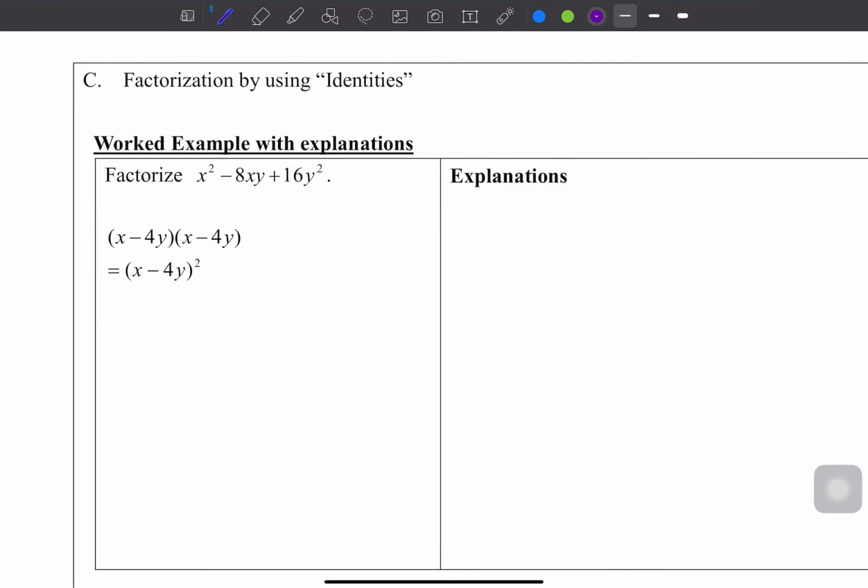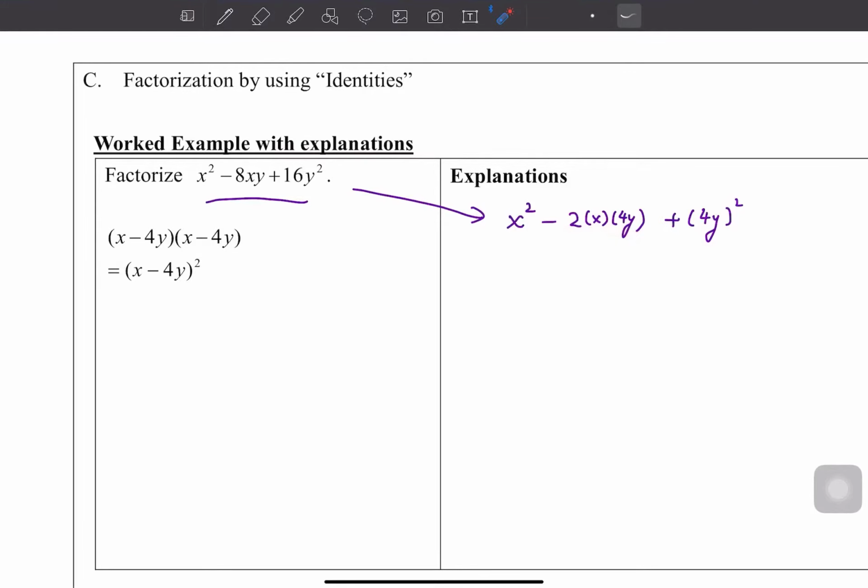Sometimes you cannot observe the identity directly. You need to change it. The first term, you cannot change it. This is a squared. And then this is 16y squared. You need to change it to b squared. That means the whole term all squared. So this is 4y all squared. You need to check this is 2ab or not. If no, you need to jump to the method 4, factorizations by using box method or cross method. So you need to check.